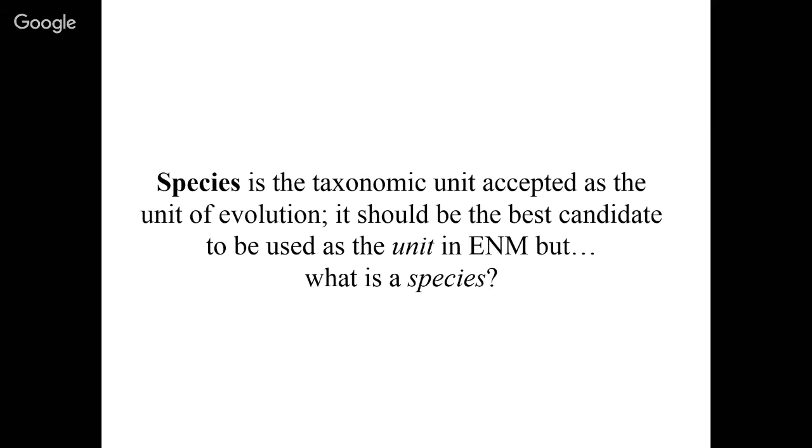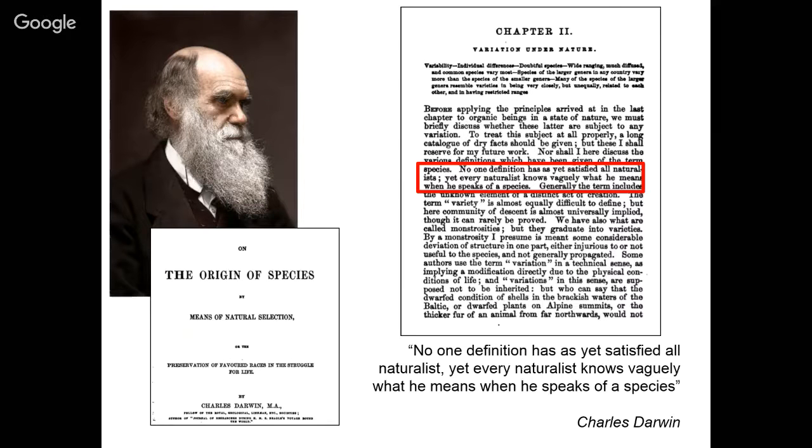In some way, it is ironic that on the first page of chapter 2 of The Origin of Species, Charles Darwin wrote, "No one definition has as yet satisfied all naturalists. Yet every naturalist knows vaguely what he means when he speaks of a species."